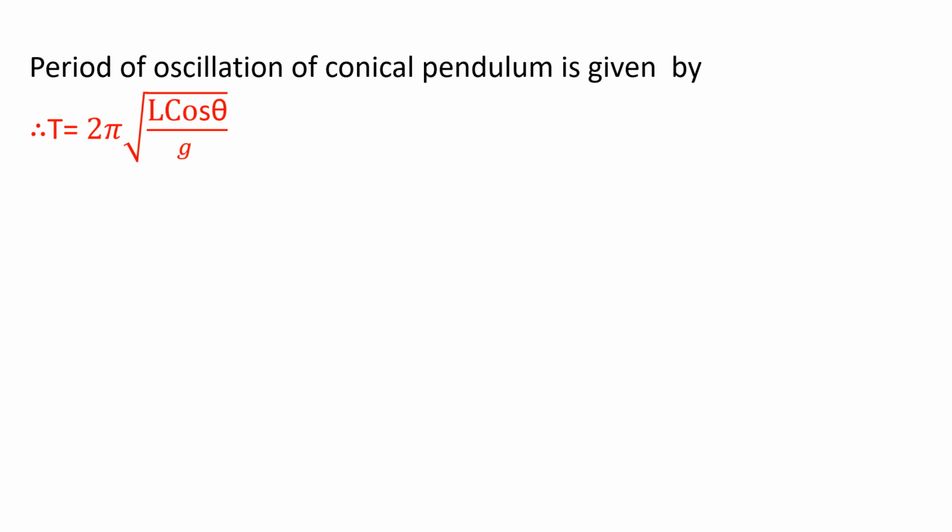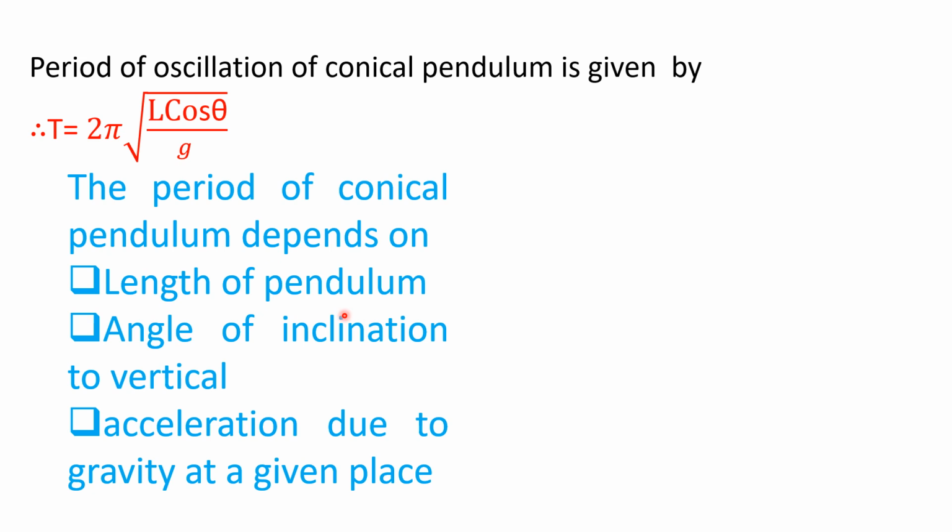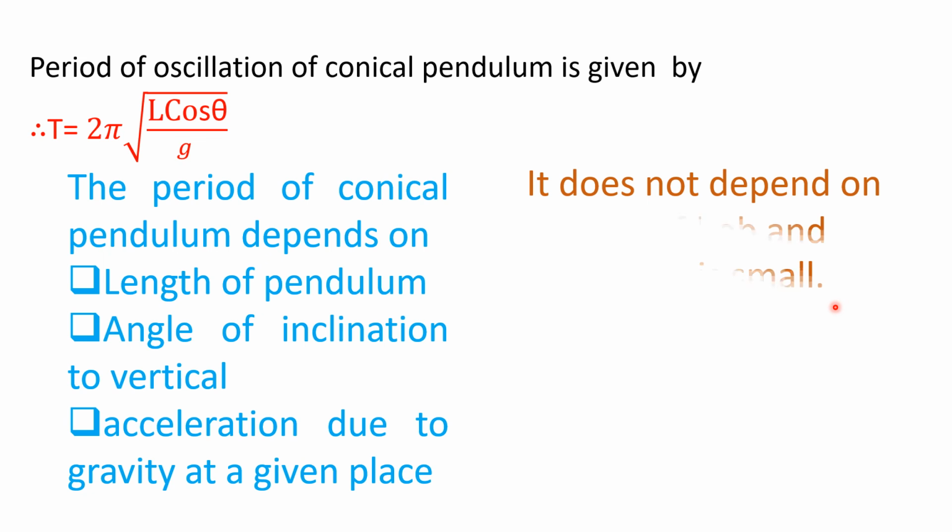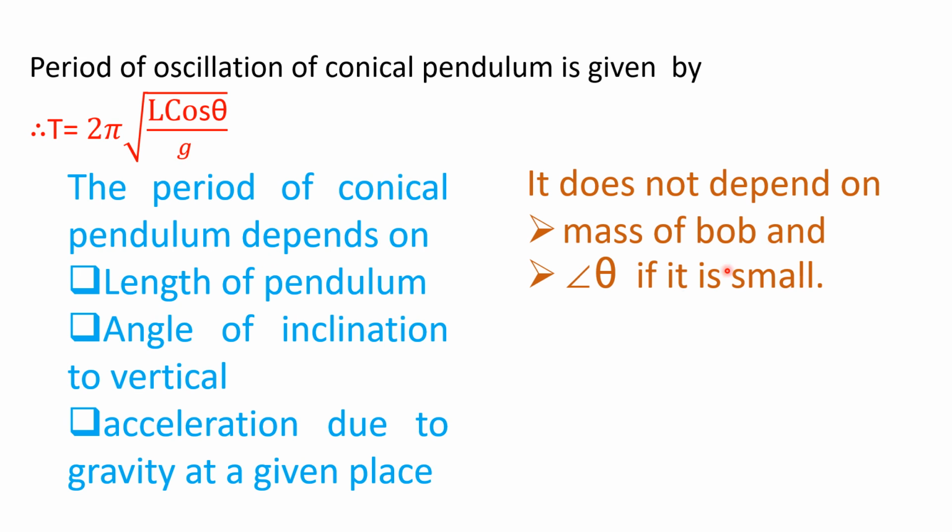The period of oscillation of a conical pendulum is given by T is equal to 2 pi square root of L cos theta upon g. So we can conclude that the period of a conical pendulum depends on the length of the pendulum, the angle of inclination to the vertical, and the acceleration due to gravity at a given place, and it does not depend on the mass of the bob and the angle of inclination if it is very small.